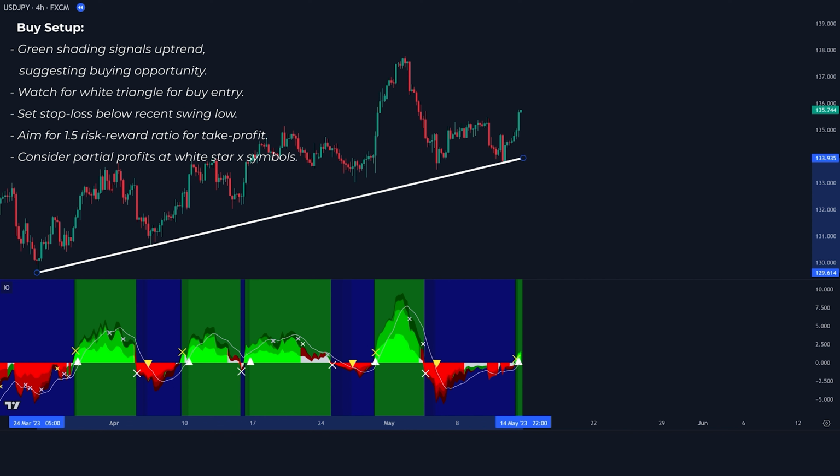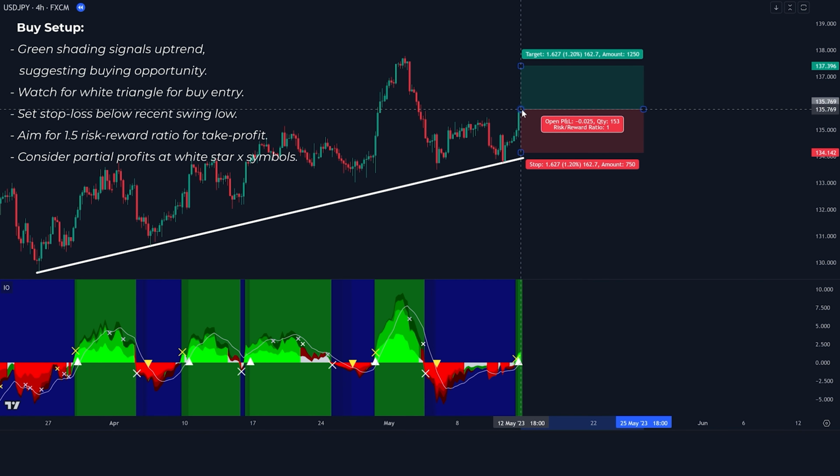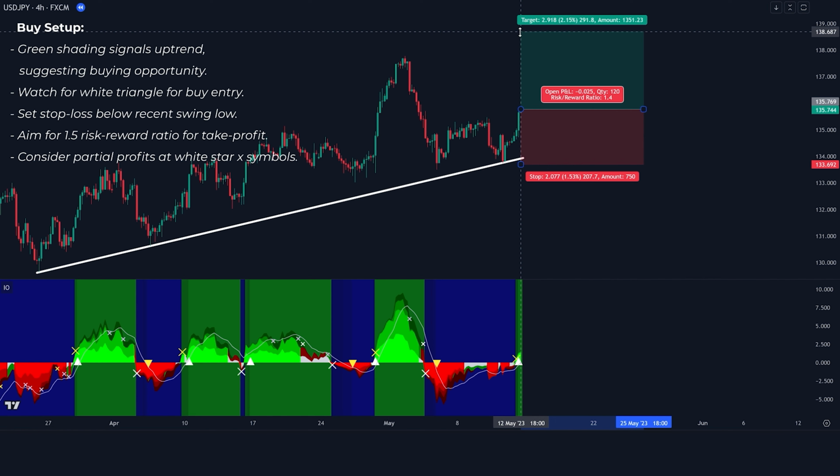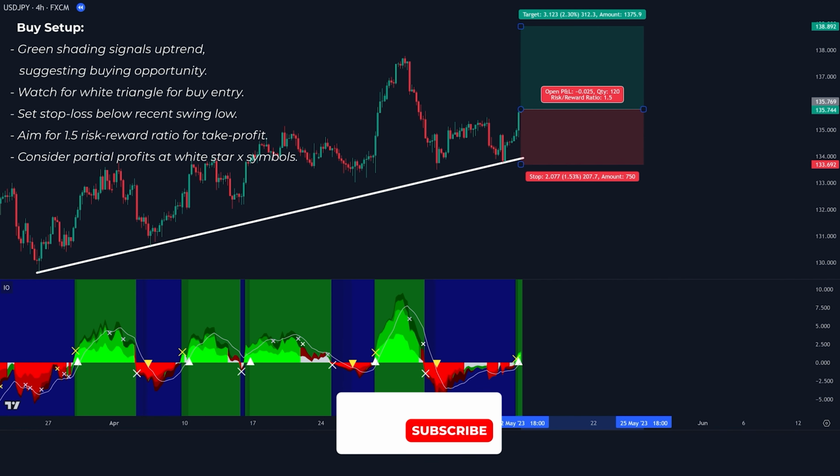Keep an eye out for the appearance of a white triangle. This symbolizes a potential buy entry signal generated by the Ichimoku Oscillator. You can initiate a buy position on the candle following the formation of the white triangle. For risk management, it's advisable to set a stop-loss order below the recent swing low to safeguard against potential losses. To establish a take-profit level, target a minimum risk-reward ratio of 1.5, adjusting the take-profit level accordingly to ensure a balanced approach to risk and reward.